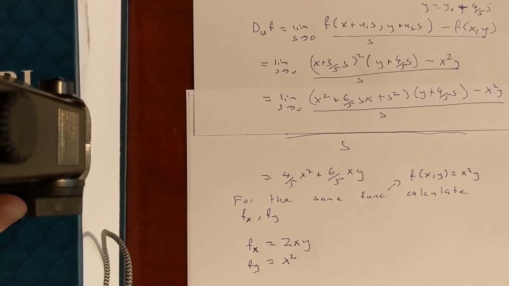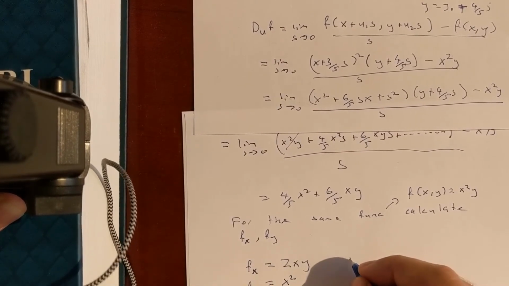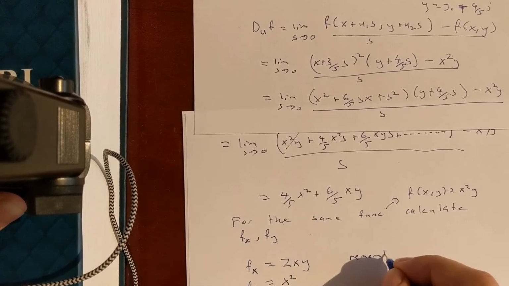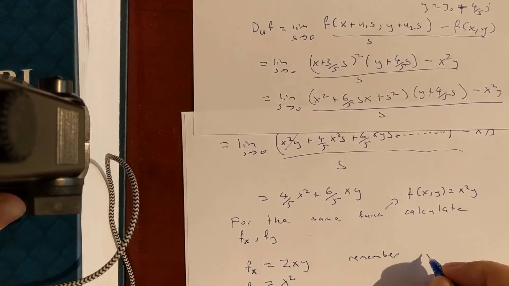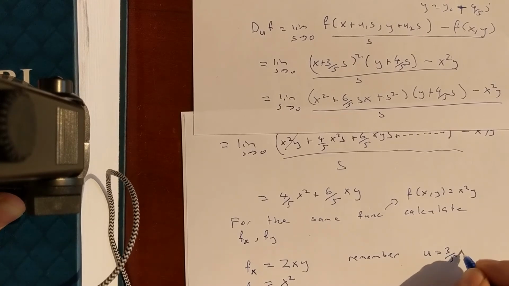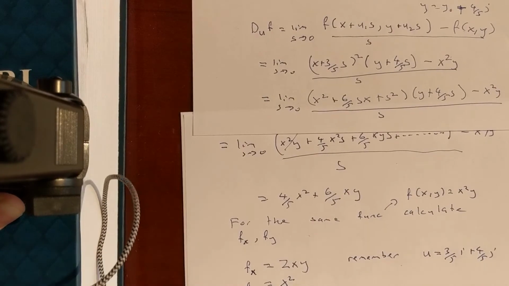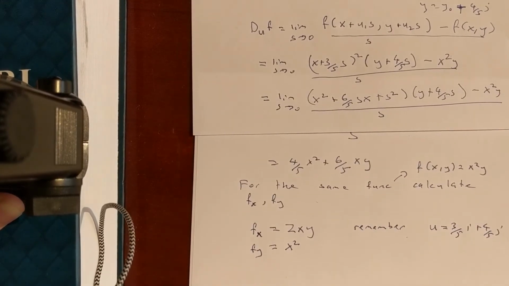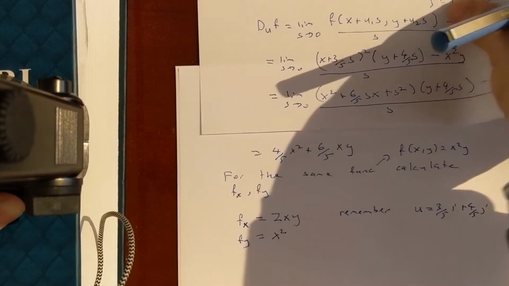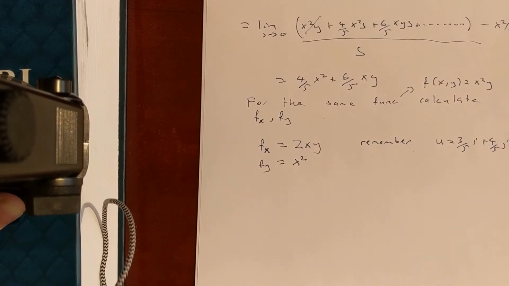Okay. Now remember the directional vector that we worked with. Remember, okay, u was what? It was 3/5 i plus 4/5 j. All right. I think something nice is about to happen. Let's move this out of the way. Okay. Something nice is about to happen.